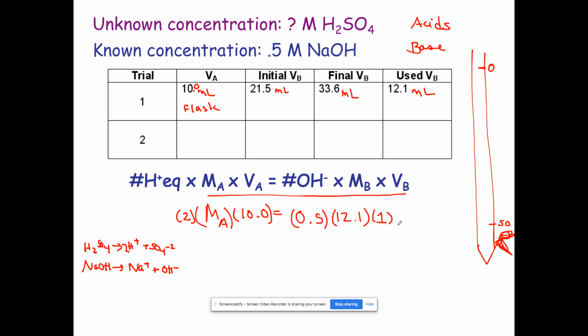0.5 times 12.1 times 1 is 6.05 here on the right. And we're going to have 10 times 2, which is 20, times whatever the molarity of the acid is. Divide both sides by 20. Gone. So that divided by 20.